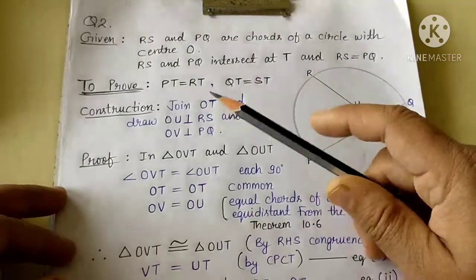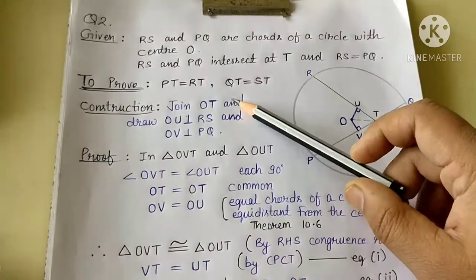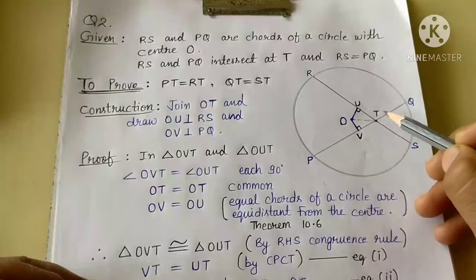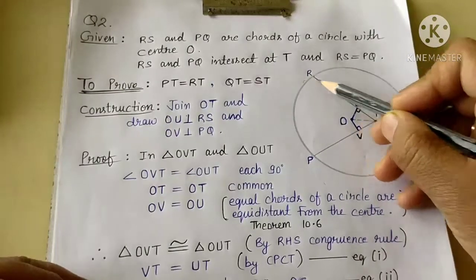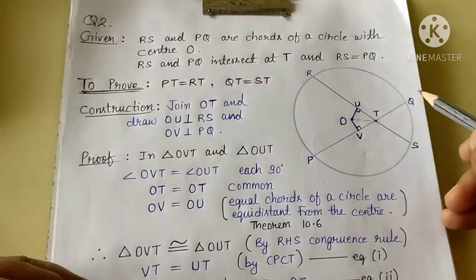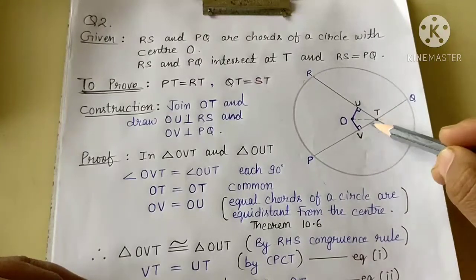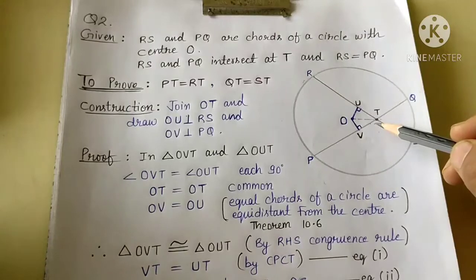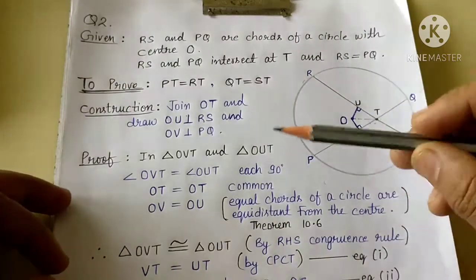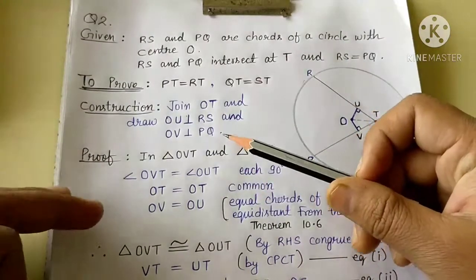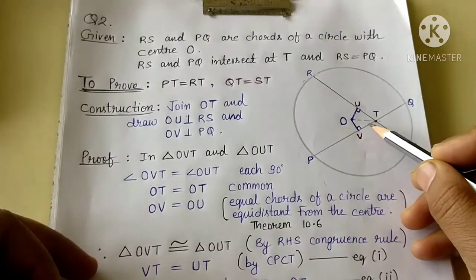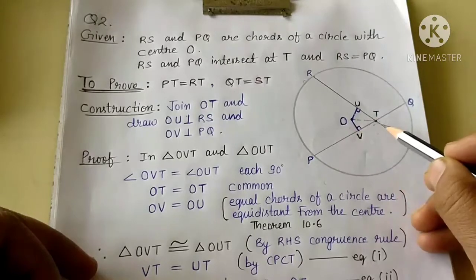Now what do we need to prove? We need to prove that the corresponding segments are equal. So it means PT equals RT, and we need to prove QT equals ST. These things we have to prove so that we can say that the corresponding segments are equal. So let's first do the construction. In that construction we are joining O to T. As you can see the dotted lines, we have joined O to T.